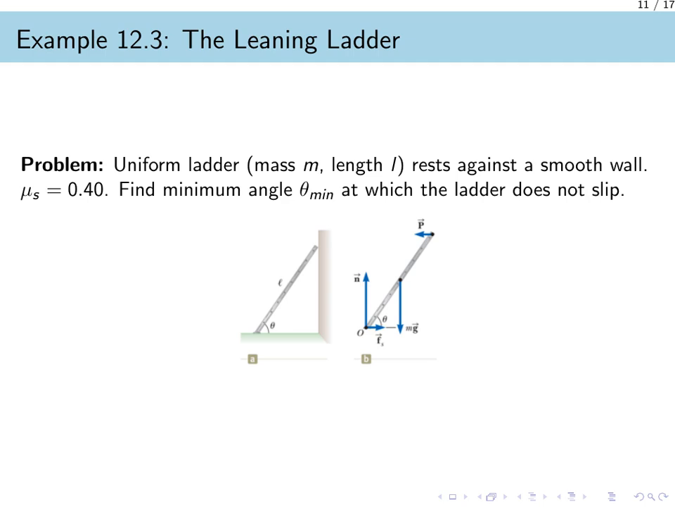Our objective is to find the minimum angle the ladder can make with the ground before it begins to slip. This minimum angle corresponds to the exact point where the static friction force reaches its maximum possible value. Essentially, we are finding the boundary between the ladder being stable and it slipping away.